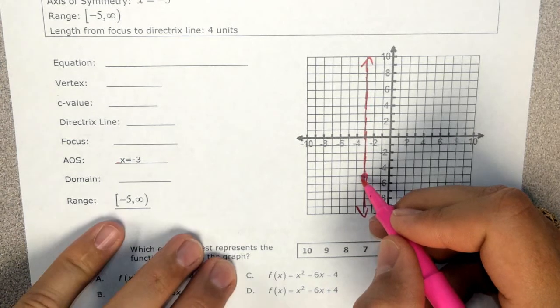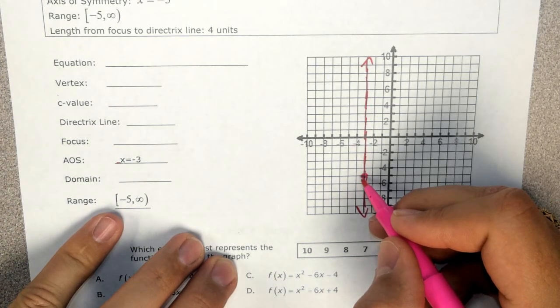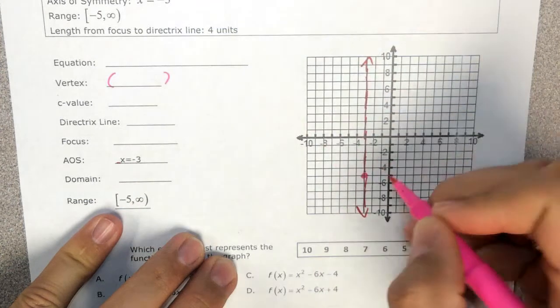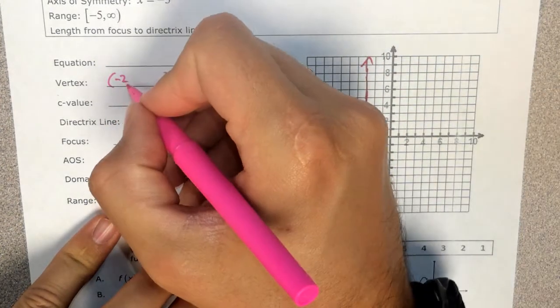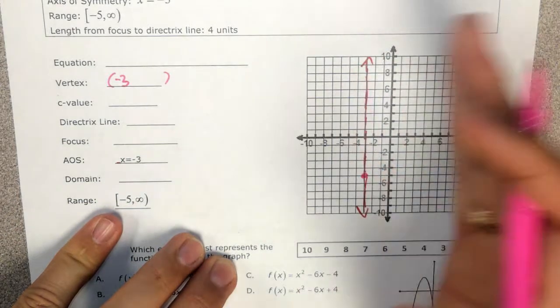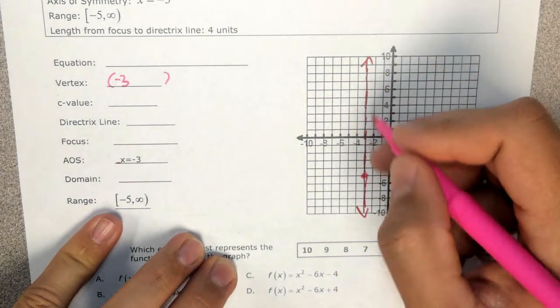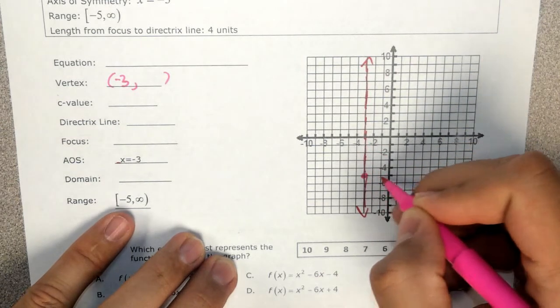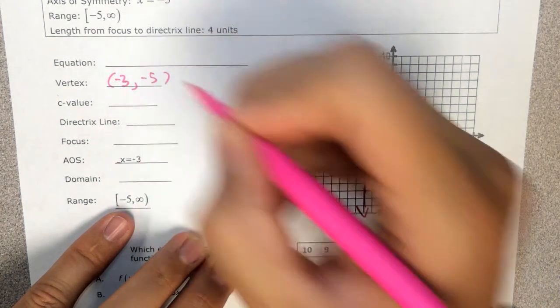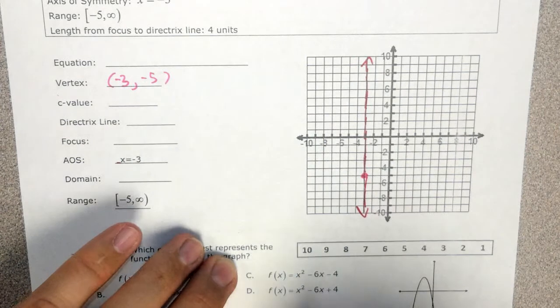My vertex is going to be at -3. That is my left and right number, my axis of symmetry. And then I'm going to go all the way down to -5. That is my vertex.